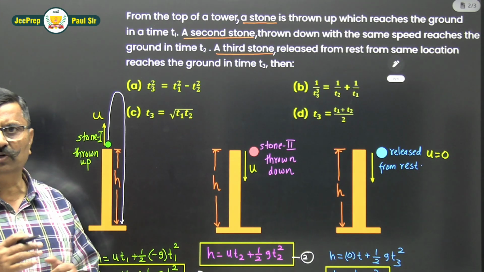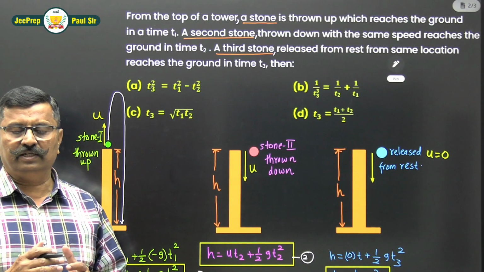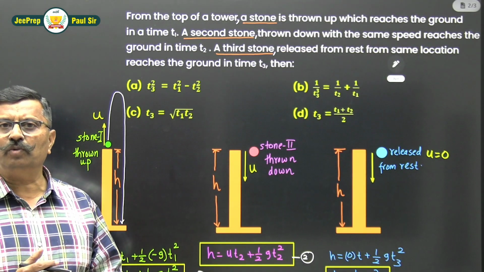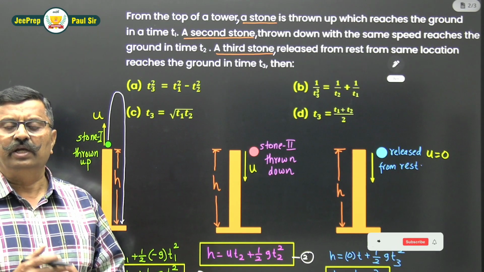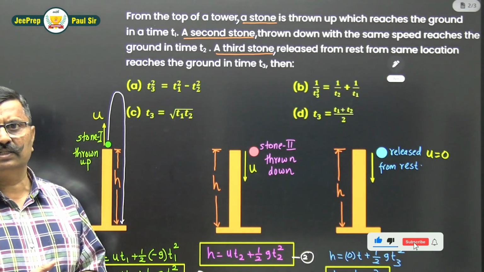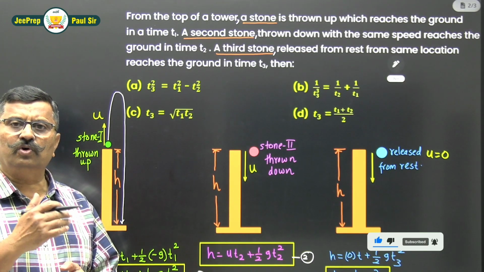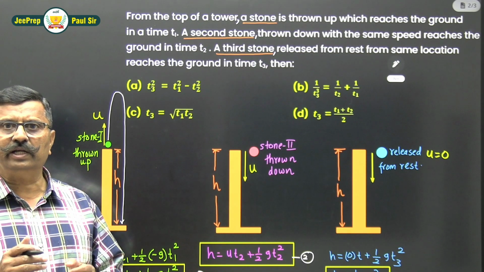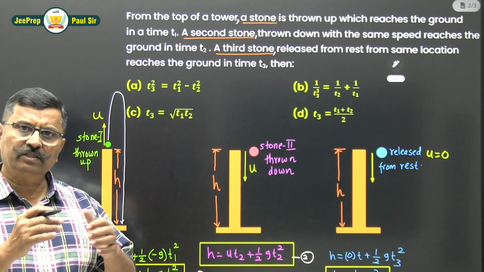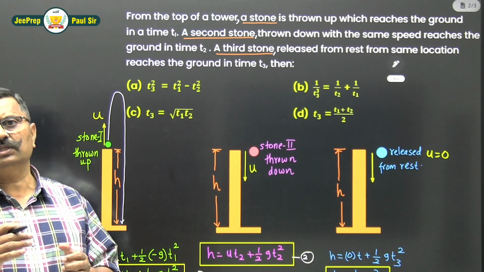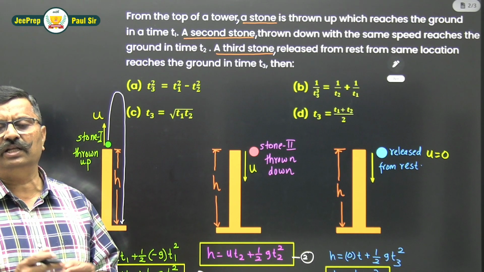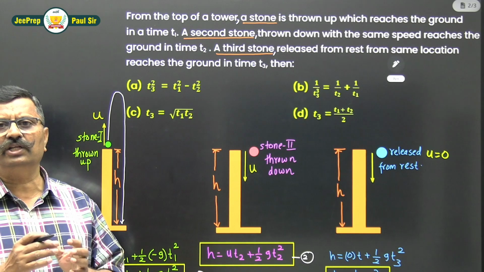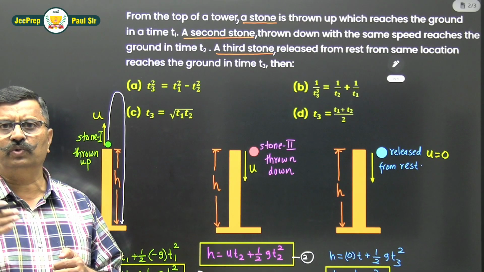Now let us understand the methodology of this problem. There are three cases here actually. Case 1: the first stone is thrown up from the top of the tower whose height is h. It reaches the ground in t1 seconds. In the second case, the second stone is thrown down from the same height and reaches the ground in time t2 seconds. And in the third case, the third stone is just released from that height h and reaches the ground in time t3 seconds. Here we want to find the relation among these three times t1, t2, t3.